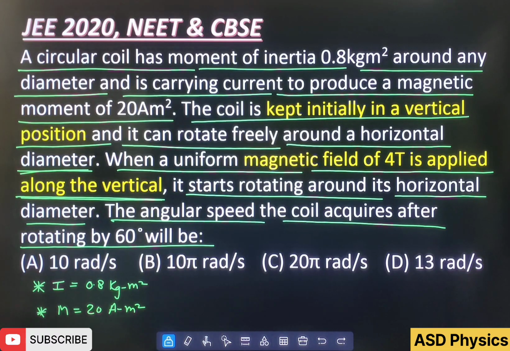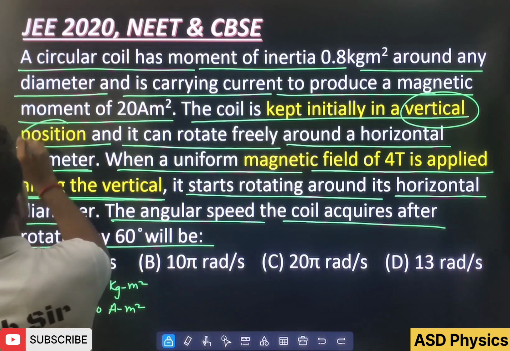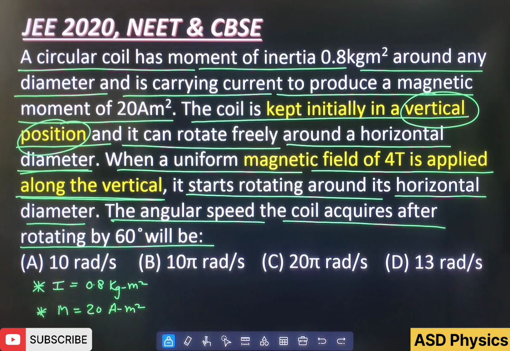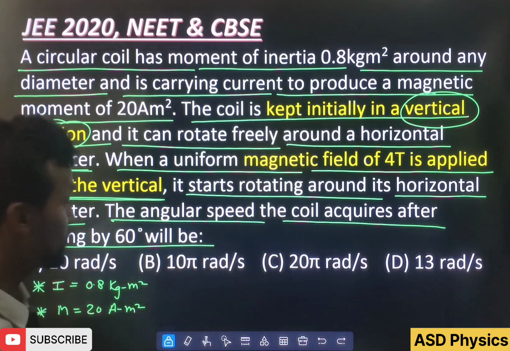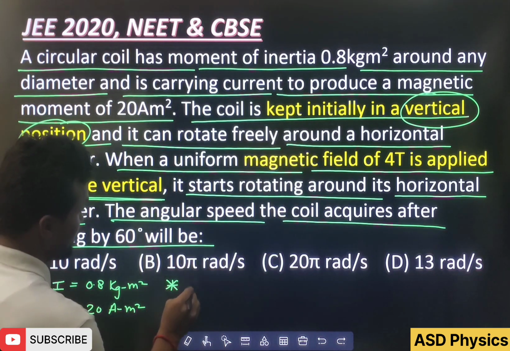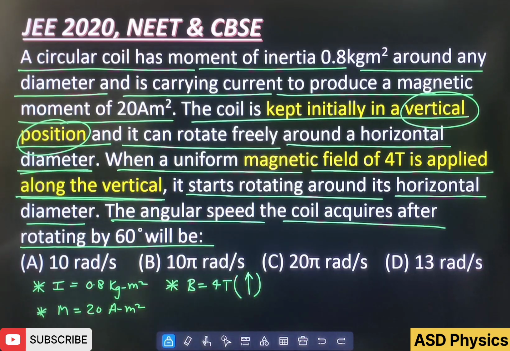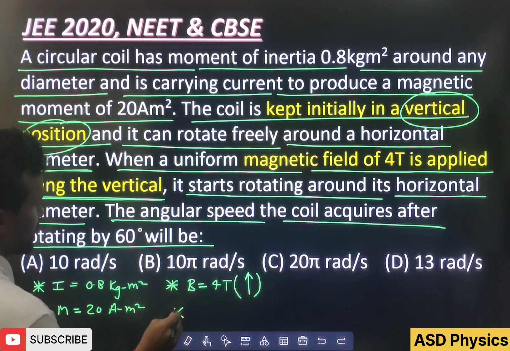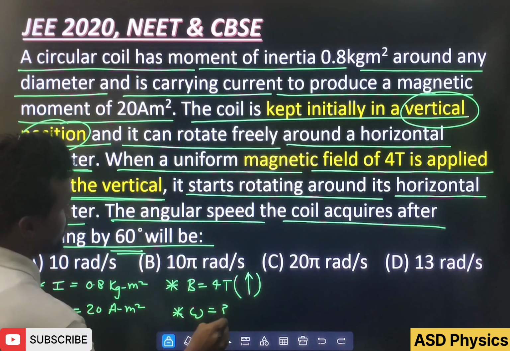The coil is kept initially in a vertical position. Underline the words, vertical position. Coil in a vertical position, and it can rotate around a horizontal diameter. Uniform magnetic field, how much? 4 Tesla. So B is given as 4 Tesla. In which direction? You can see very well: applied along the vertical. Then they are asking, when the coil is rotated by 60 degrees, what is the angular speed? This is the situation.